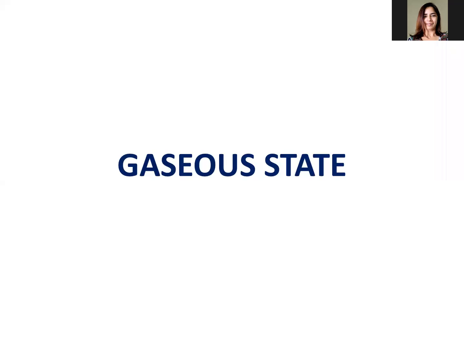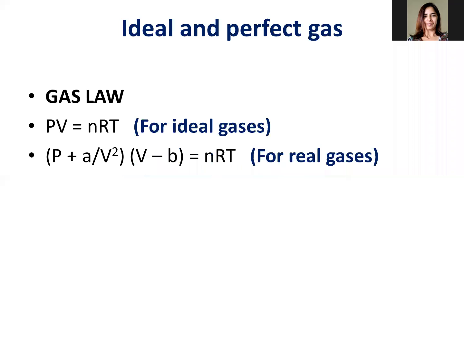The gaseous state. There may be ideal gases, there may be real gases. The ideal gases are the ones which follow Boyle's and Charles' law at all temperatures and pressures. For an ideal gas, the gas equation is PV equals nRT, where n is the number of moles.